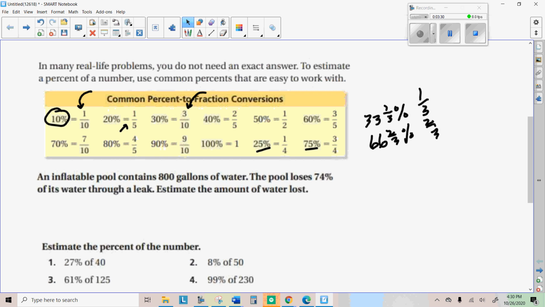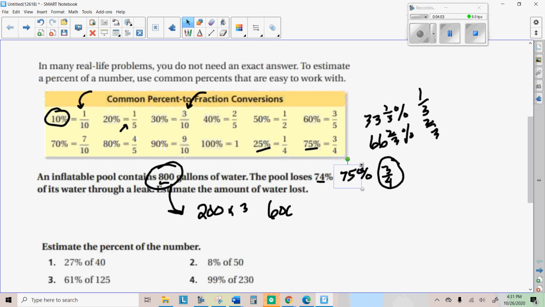So let me show you how that works. So let's say we want to estimate about the answer to the problem list. The pool loses 74%, and we want to estimate how much that is out of 800. Well, 74% is really 75%, so close to that, which is 3/4. So I want to divide this by 4, which isn't too bad. 800 divided by 4 is 200. That's 1/4. But I need 3/4, so I just multiply that by 3, which is 600.